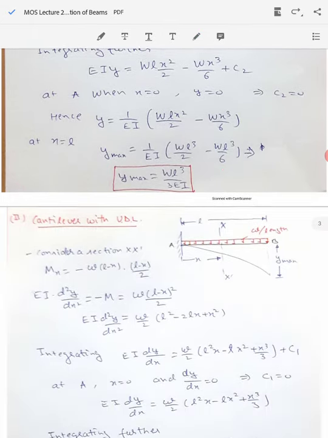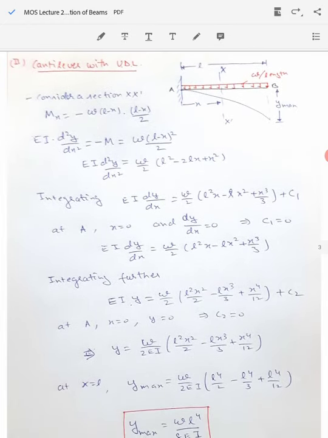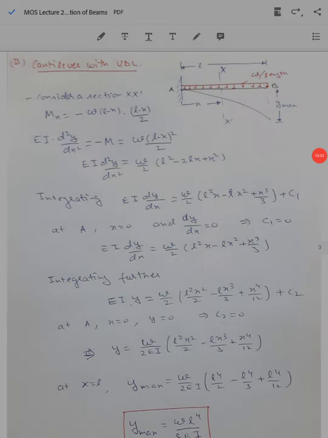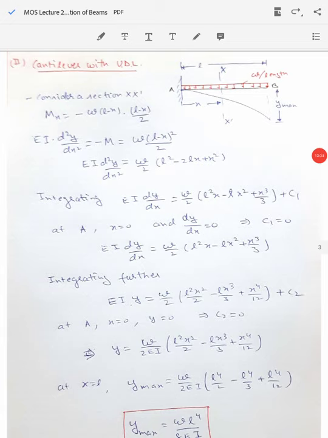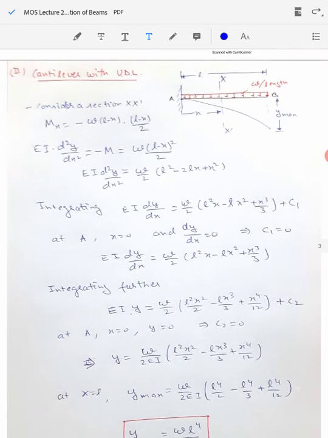Now let's look at the next case. This is the case of a cantilever beam with uniformly distributed load. Here, in this figure, you can see a cantilever beam AB, and it is subjected to a uniform load of W per unit length. The load value is given as W per unit length, and the length of the beam is L.